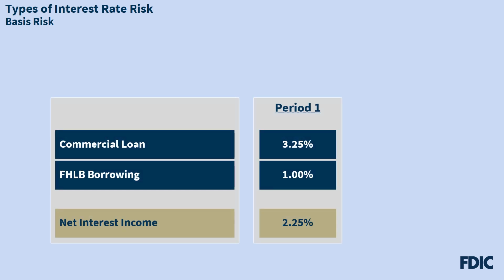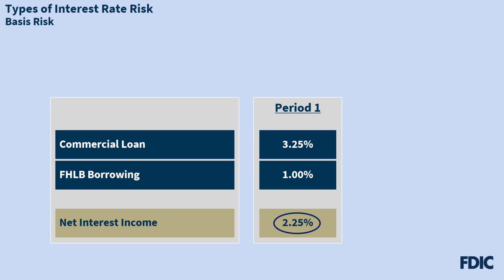As an example, with basis risk, we have a commercial loan priced off the 3-month Treasury rate, funded by a Federal Home Loan Bank, or FHLB, borrowing priced off the 3-month rate from the FHLB index, resulting in a spread of 2.25%. It appears this bank is well matched because both indices are based on identical repricing frequencies.